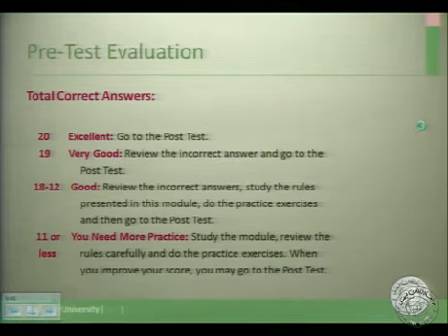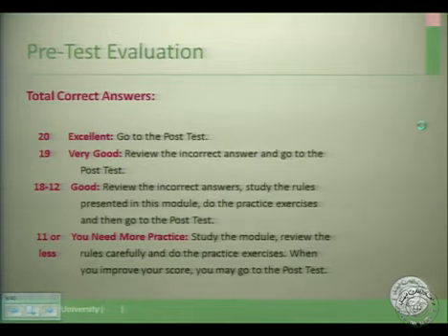If you get 19 out of 20, you are very good. You just try to review your incorrect answers. From 18 to 20, you are good. Review the incorrect answer and study the rules presented in this module. Do the practice exercises and then go to the post-test.